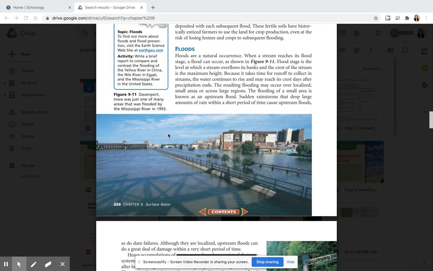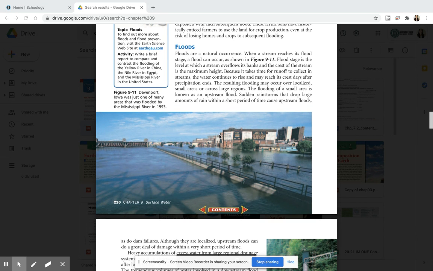Floods. Floods are natural occurrences. When a stream reaches its flood stage, a flood can occur, as shown in Figure 9.11. Flood stage is the level at which the stream overflows its banks, and the crest of the stream is the maximum height. Because it takes time for runoff to collect in streams, the water continues to rise and may reach its crest days after precipitation ends.